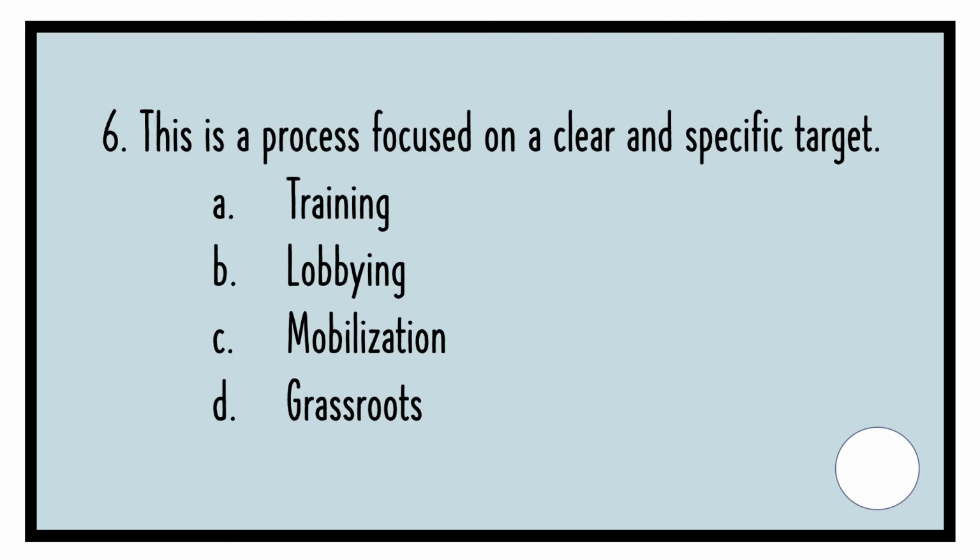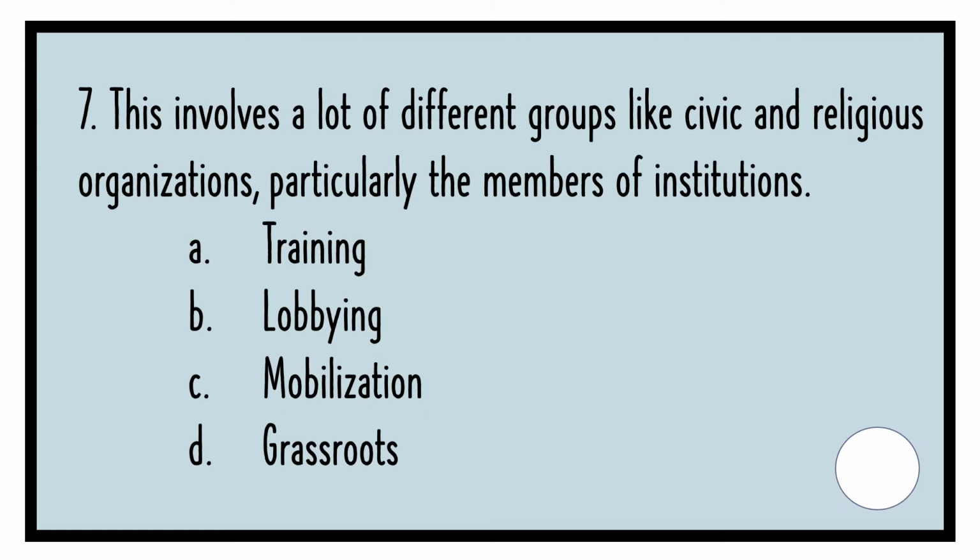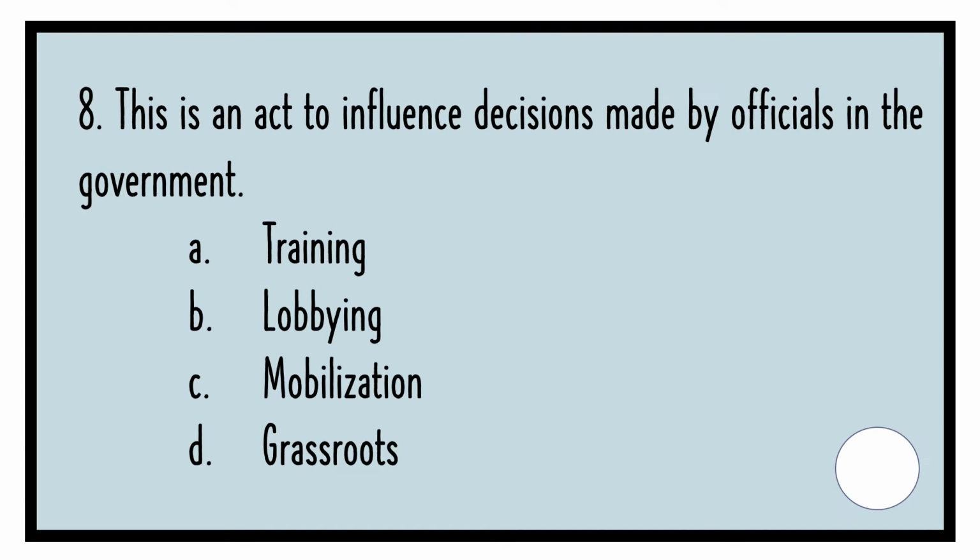Grassroots. This is a process focused on a clear and specific target. Training. This involves a lot of different groups like civic and religious organizations, particularly the members of institutions. Training. This is an act to influence decisions made by officials in the government.